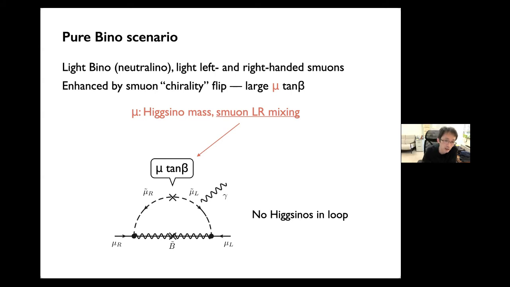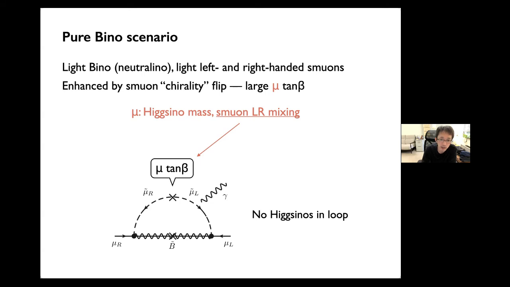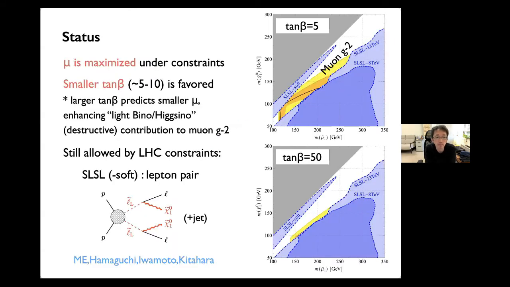So we can consider the enhancement by both mu and tan beta because there is no Higgsino in the loop. This is different from the other two contributions because those contributions include the Higgsino. So that's why we cannot consider a large mu there. But in this case, we can consider the large mu parameter regions. Actually, we consider that mu is maximized under several constraints, such as the vacuum stability constraint, or the experimental constraint, of course. And we found that, this is a plot of tan beta.